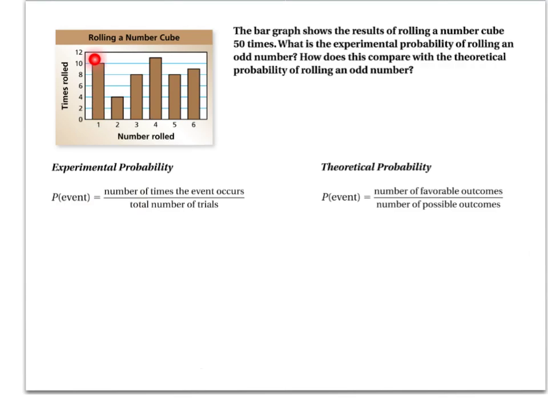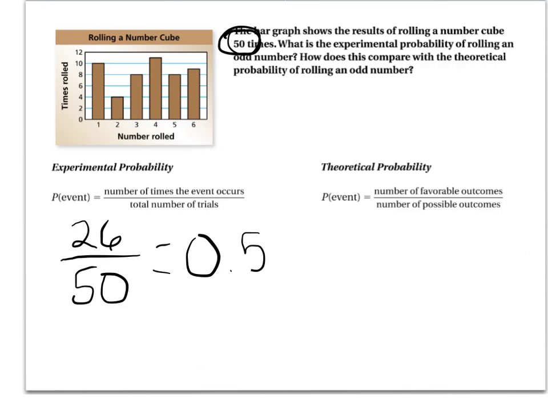Well, let's look at this. The 1 happened 10 times, 3 happened 8 times, and 5 happened 8 times. So 8 and 8 is 16, and I'm going to add 10. It happened 26 times we rolled an odd number. As it already has said, we rolled it 50 times, so I'm going to divide 26 divided by 50, and I'm going to get 0.52, which is 52% of the time I got an odd number when I rolled my dice.